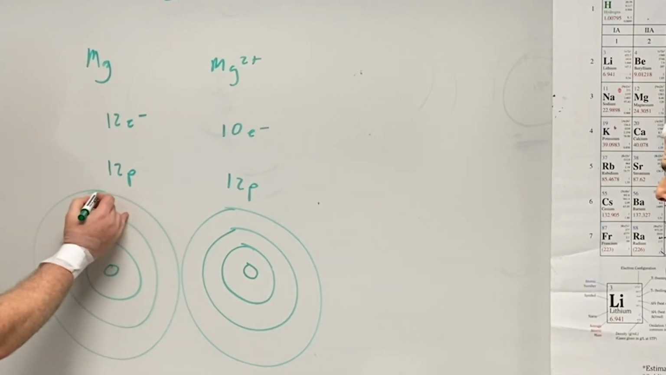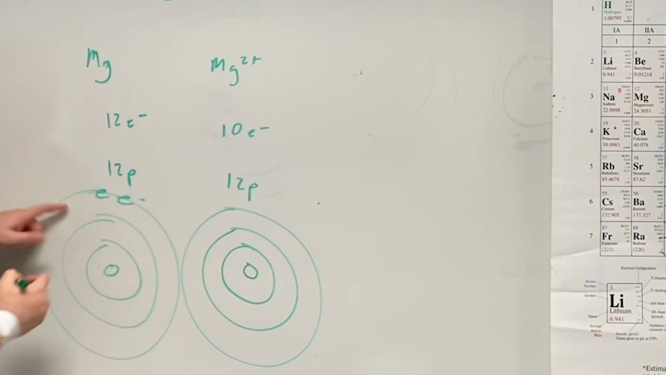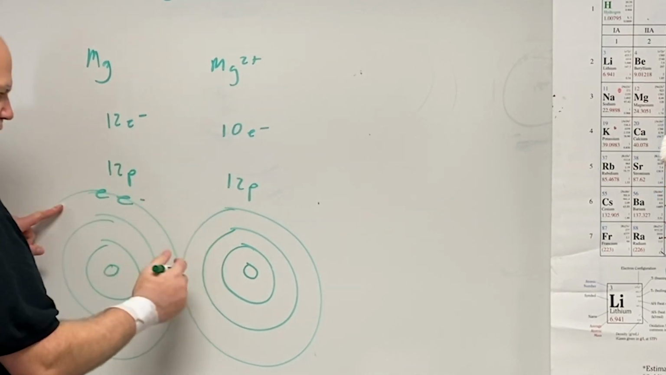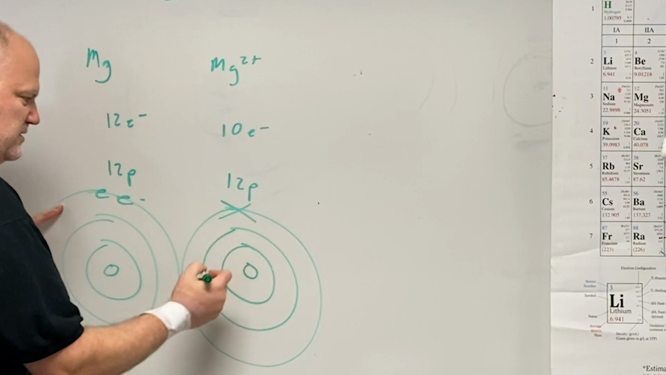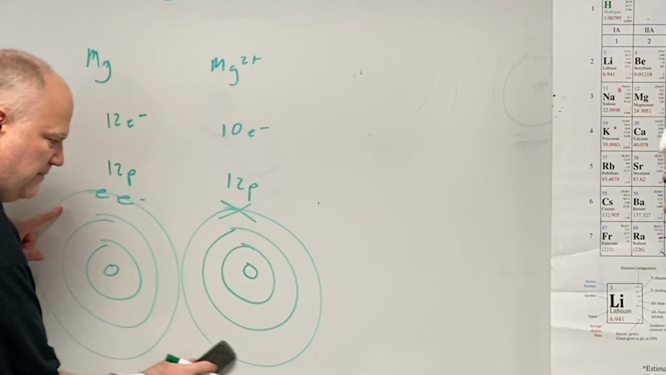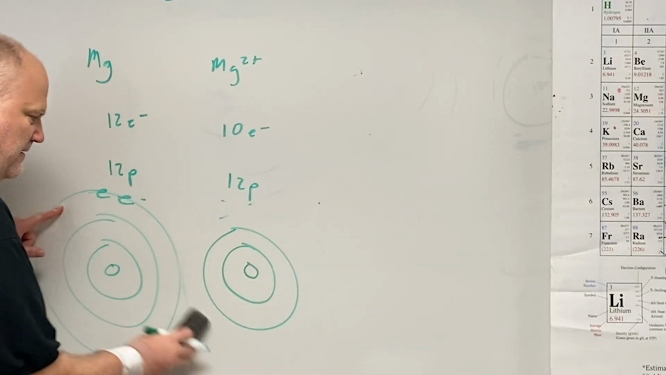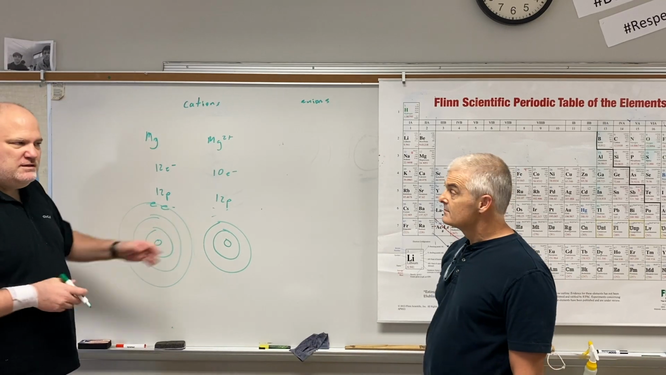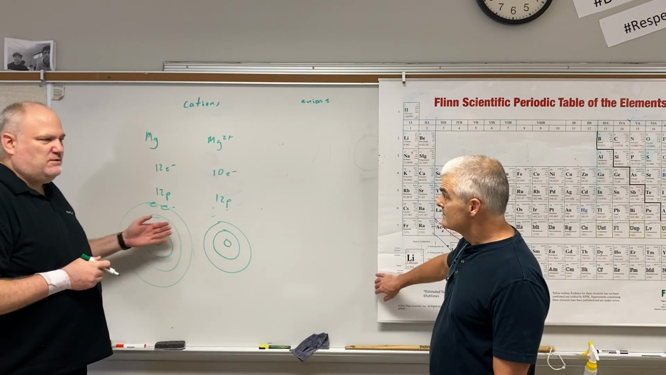This has 2 electrons in the outermost energy level. When we remove those, there are none in the outermost energy level. So in reality, this now becomes the size of the atom, quite a bit smaller. And you can see how the cation is significantly smaller than that atom.